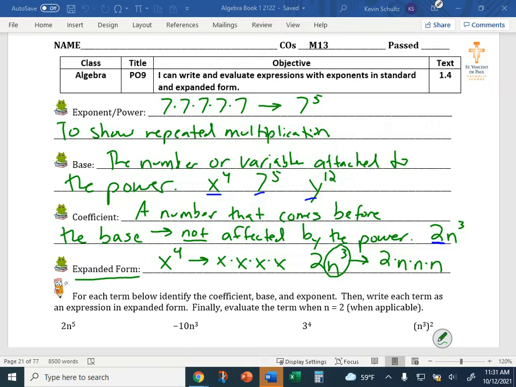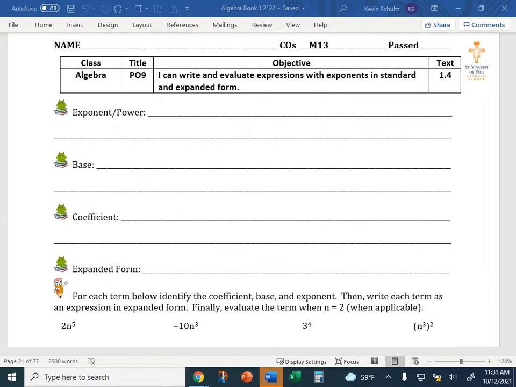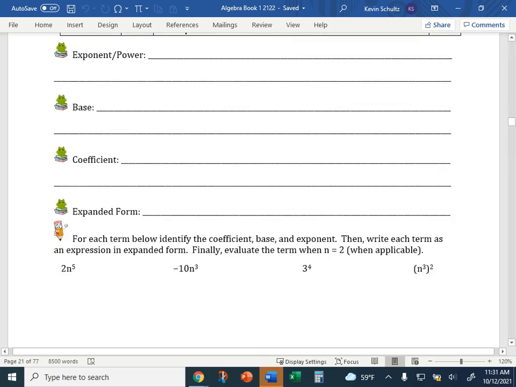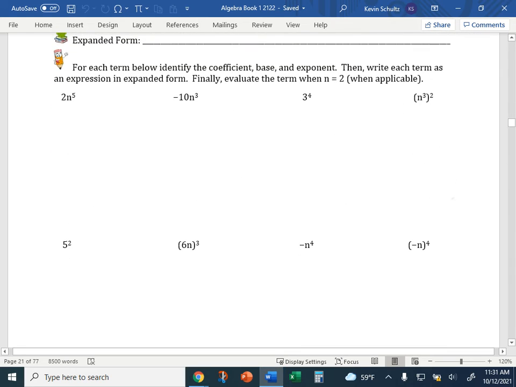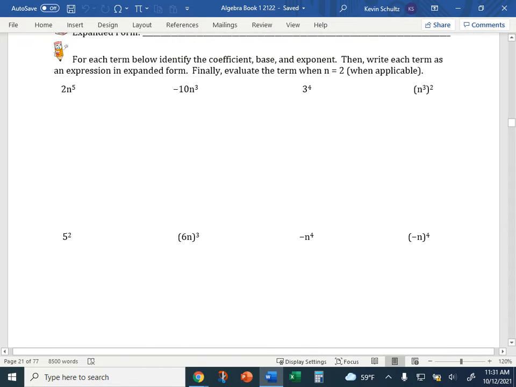All right, very well. So going on down to the Mr. Happy Pencil section, who's so happy to give you an opportunity to practice this. It says for each term below, identify the coefficient, the base, and the exponent. Then write each term as an expression in expanded form. Finally, evaluate the term when n is 2, when you do have an n.